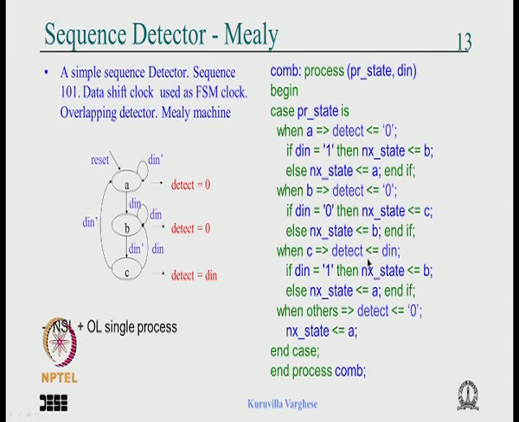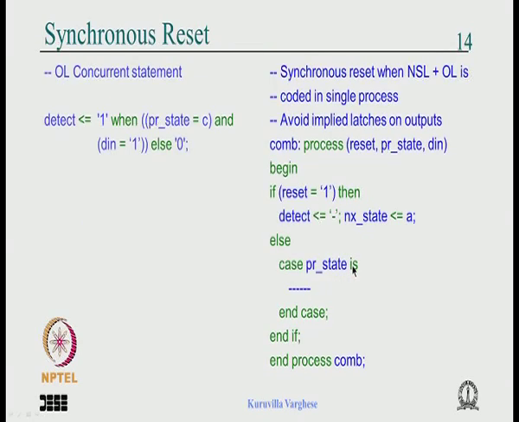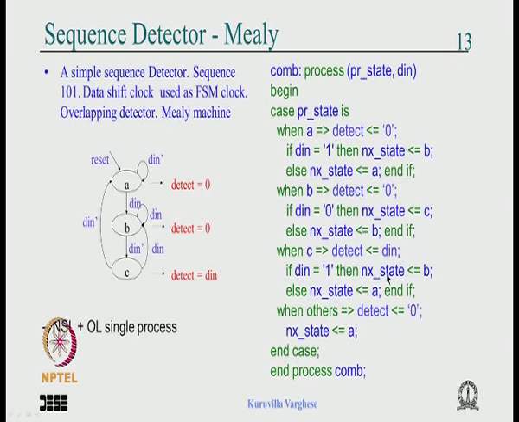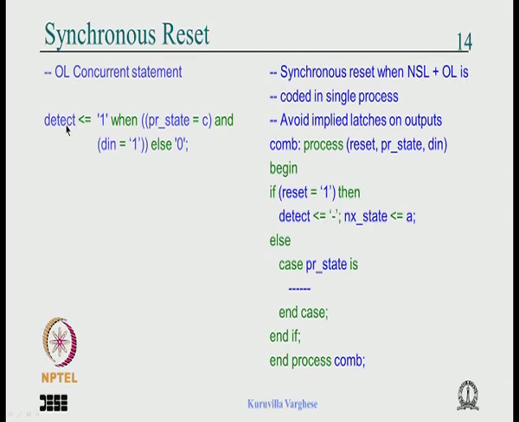So wherever you can bring clarity by making things simple, you should make it simple rather than use all the if, case and nest it and things like that. Though we are learning about it, wherever things can be made simple and elegant, you should do it. And if the same thing is written as a concurrent statement outside, here we are combining both next state logic and output logic together. But if it is outside, then you can write like this: detect is 1 when present state equal to C and D in equal to 1, else 0, okay.